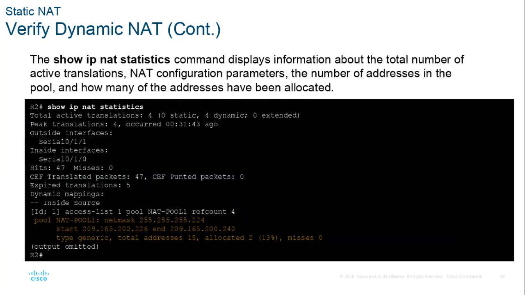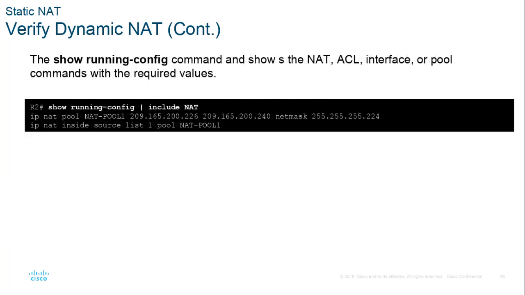Then we can show IP NAT statistics and see the history of stuff. In this case, we've had 47 translations that have taken place between the outside interfaces and the inside interfaces, serial 0/1/1 and 0/1/0. Dynamic NAT can also be shown if you show the running configuration. Use this filter character, the up and down pipeline character. If you say show running config space pipeline character and include NAT, it will only include the lines in the running configuration that have the word NAT in them. So that's a useful way to zoom in on lines.